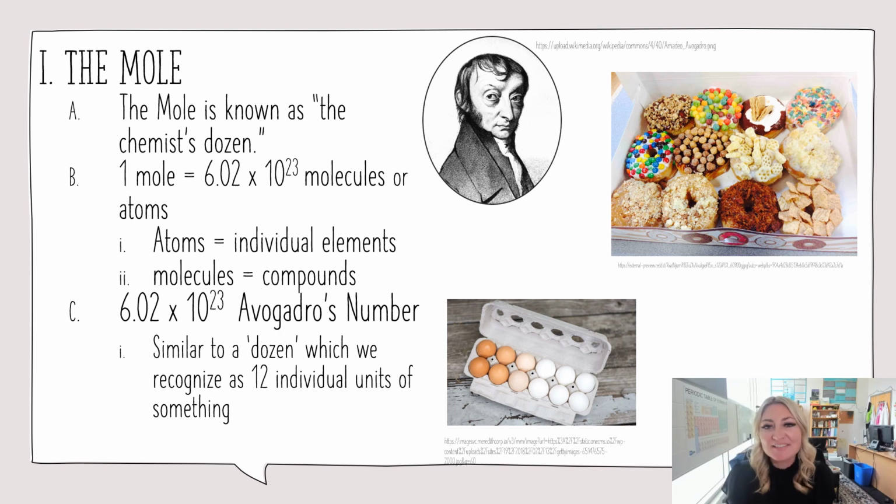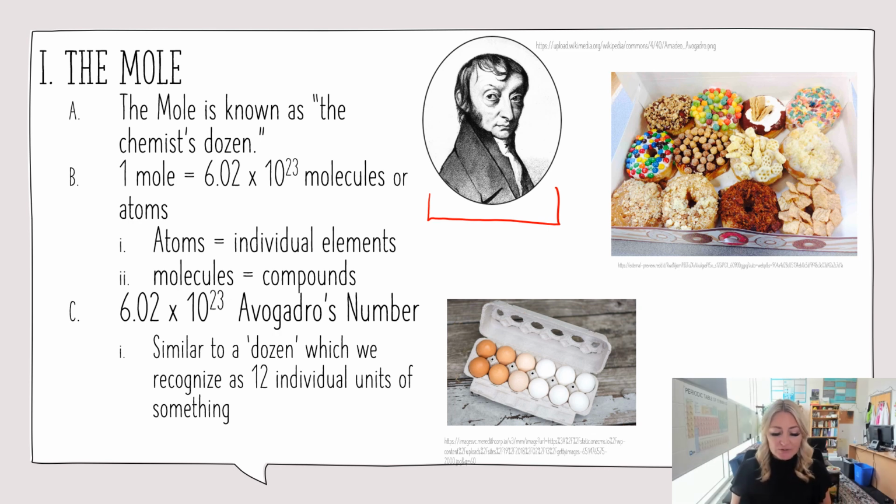All right, so let's start by discussing what a mole is. When we say mole in chemistry, this is often referred to as the chemist's dozen. A mole is something very specific to chemists. A mole is equal to 6.02 times 10 to the 23rd molecules or atoms. And you might recognize that number. That is Avogadro's number. This is Amedeo Avogadro, an Italian scientist who came up with that numerical equivalent.